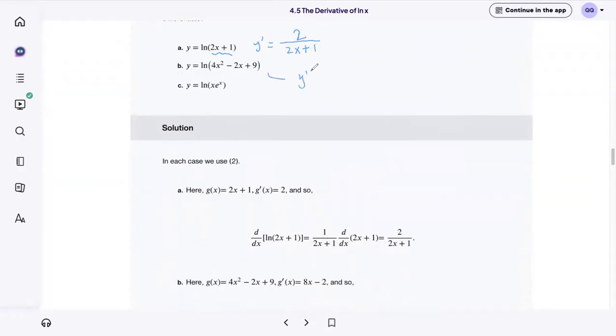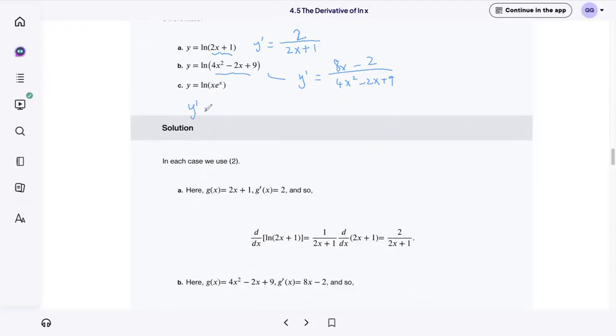Similarly, y prime for B equals 1 over 4x squared minus 2x plus 9. Then multiply by the derivative of the inside. We see that's 2 times 4, 8x, then minus 2. Right? The derivative of 9 is 0.